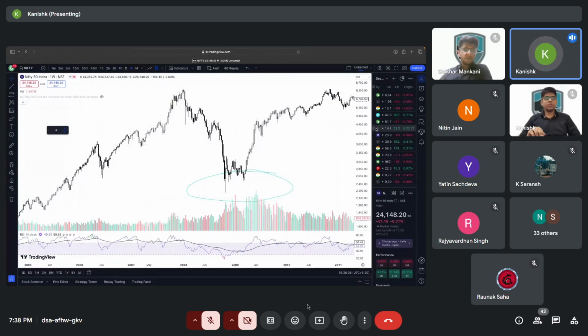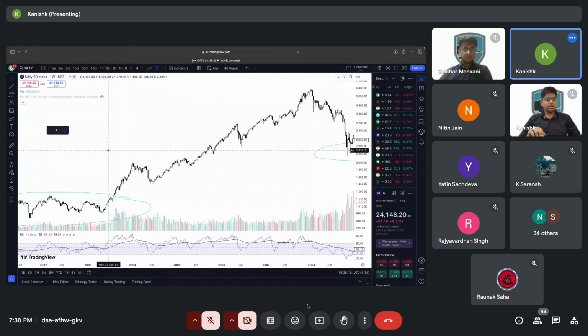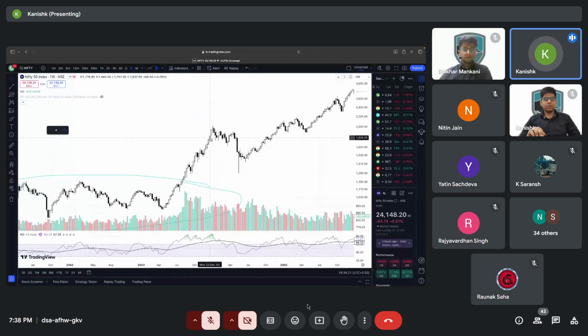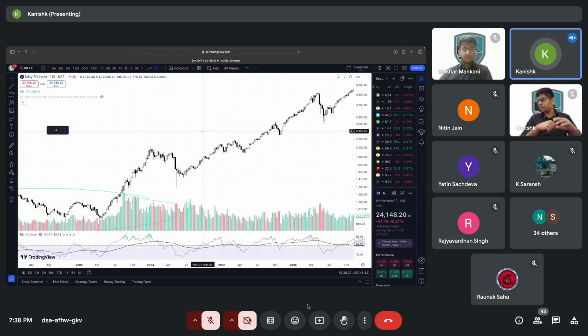There are no textbook examples available, as I explained earlier. See, this one can also be considered as an evening star pattern, but it just corrected a little bit. This one is also an evening star pattern. This corrected the trend. There are multiple patterns formed. You won't get a perfect crash in a pattern.